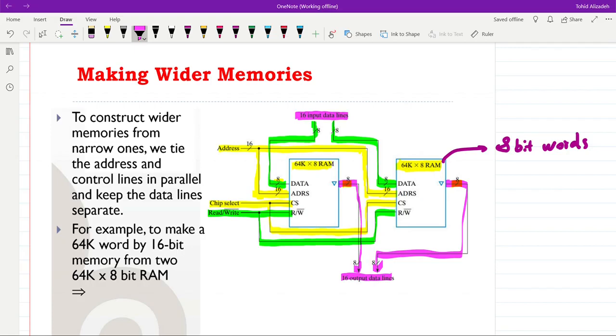And therefore, using two 64K by 8 bit RAMs, we can construct a single 64K by 16-bit RAM. So we basically increased the width of our memory by putting two of them beside each other.